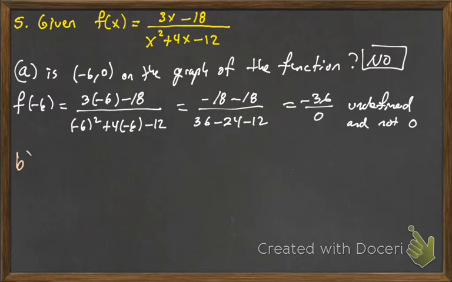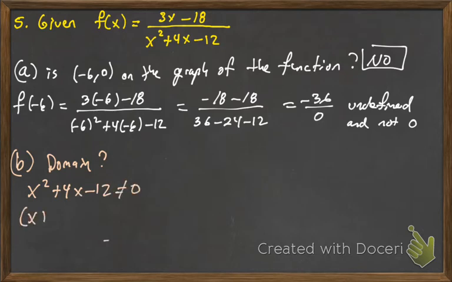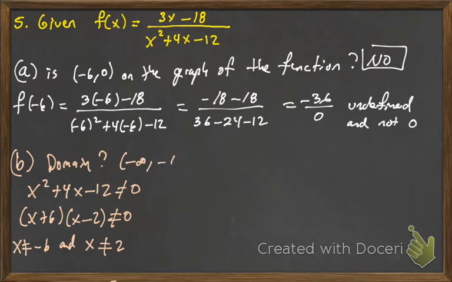Okay. Another question they may ask you is, tell me what the domain is, okay? So this has a denominator, so we're going to take the denominator and solve it not equal to 0. So this will factor into x plus 6 and x minus 4. I'm sorry, x plus 6 and x minus 2 is the correct factoring. So x cannot be negative 6 and x cannot be 2. So for our domain, that's negative infinity to negative 6, union negative 6 to 2, and union 2 to infinity.